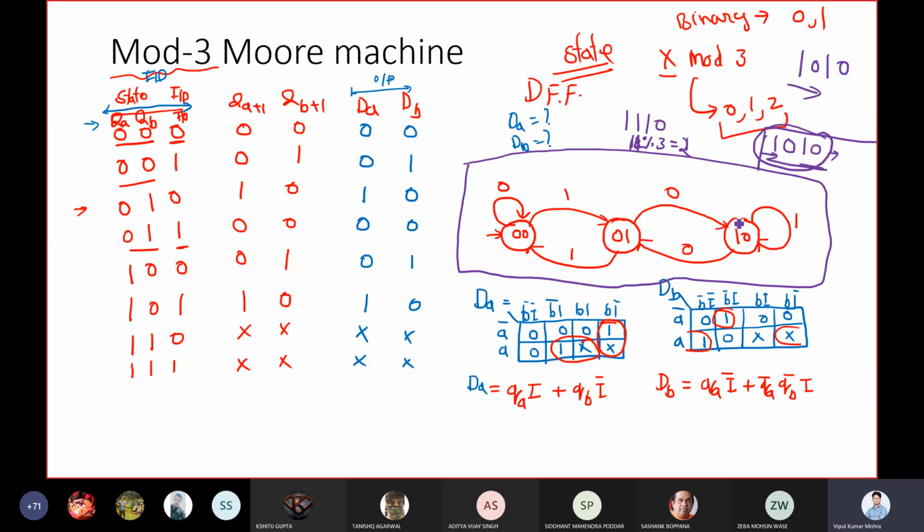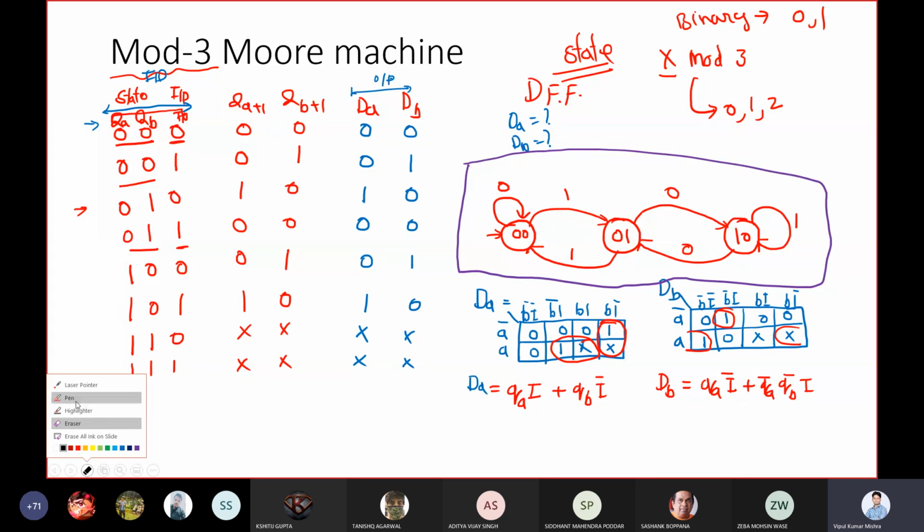So you can take any input. Let me take a bigger input, 1, 0, 1, 0, 1, 1, 0, 1, something like that. Even if you take a longer input, it will still work. But in order to find the value of this it will be more difficult, so let me take some simple value. You can take some other value and check this machine. It will give you the correct mod value.